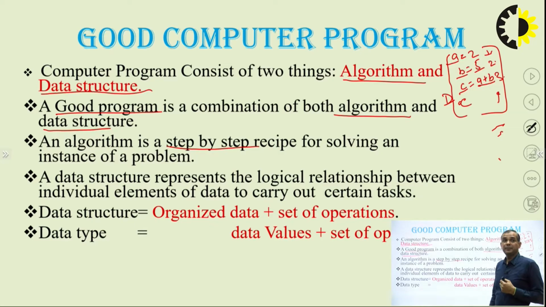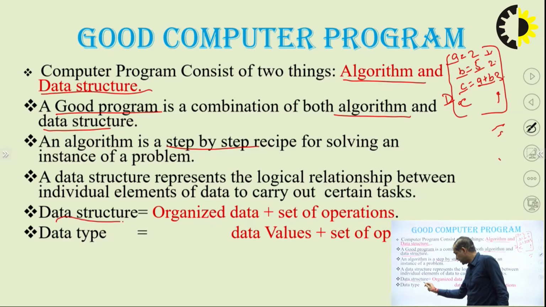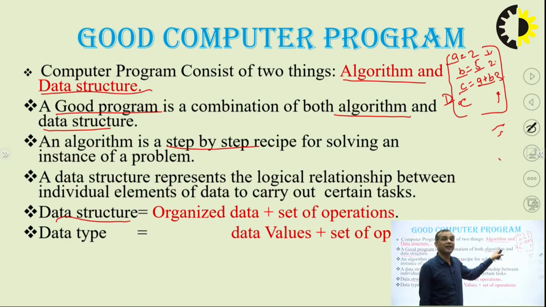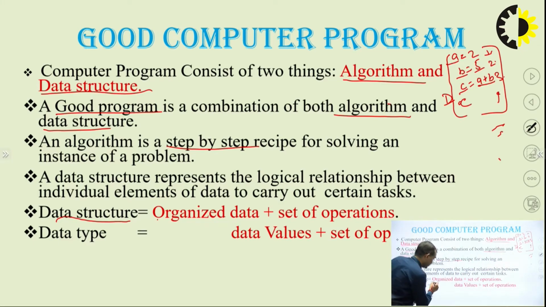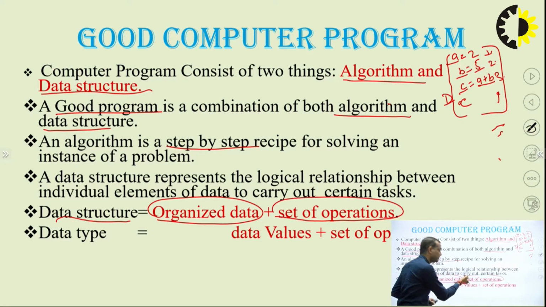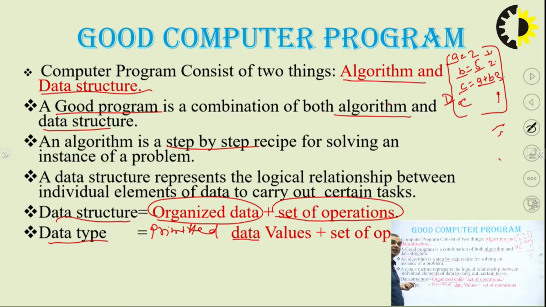Two things are very important when we talk about the data structure. It means we store that data in the computer memory, which means we use organized data. And second, we have the set of operations which we apply on the data. But if we talk about the data type, meaning which type of data we use, we cannot say that this is organized data. This is the primitive data. Clear? This is the main basic difference between the data structure and the data type.